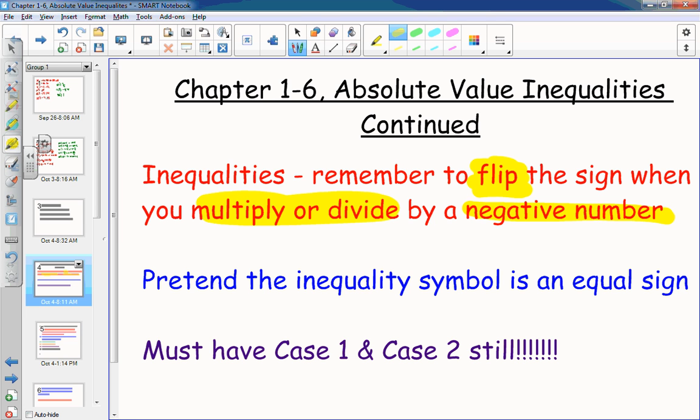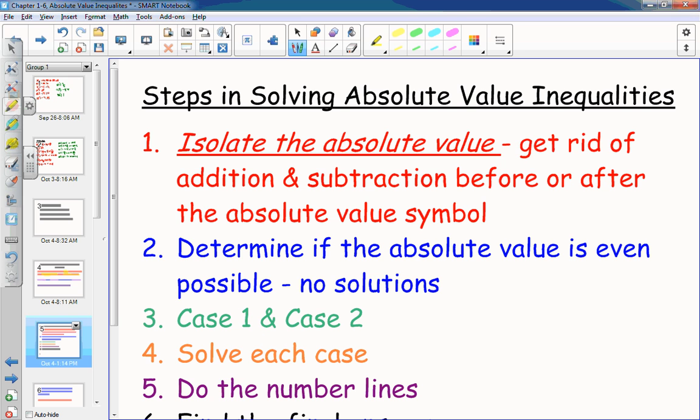While we do this, we are going to simply pretend that the inequality symbol is actually an equal sign. That's what we're going to pretend today, okay? Still have to have case 1, you still have to have a case 2, okay? So here we go. Steps in solving absolute value inequalities.